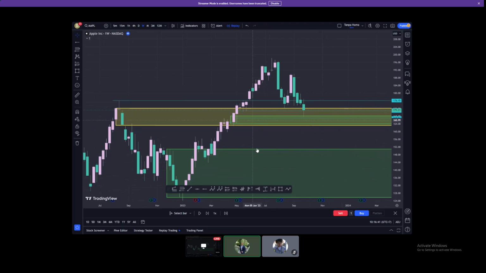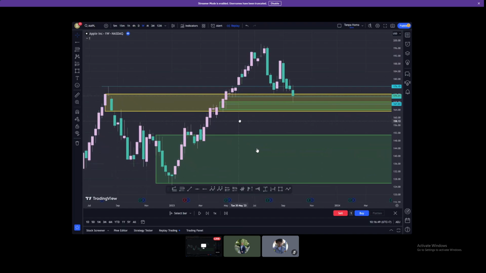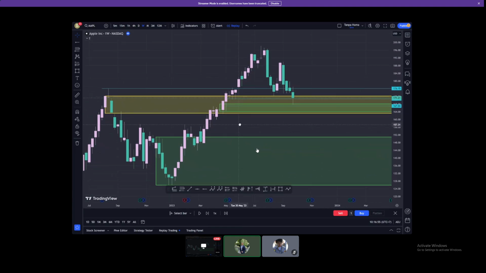So now you know that you have a weekly bullish order block, and you have the open gap on the daily chart. Once you fill the gap on the daily chart, that is a long, and your stop loss is going to go below 164.